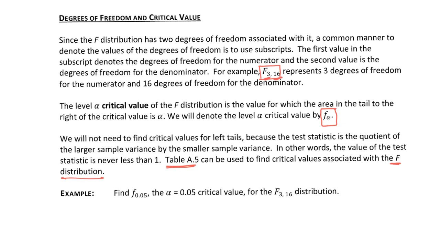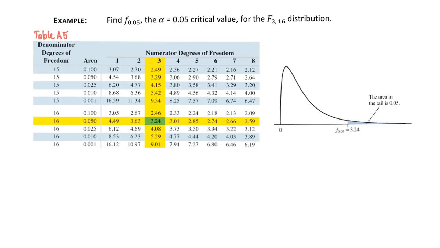Now let's see how to find the critical value. Alpha equals 0.05 for the F 3, 16 distribution. We will use table A5 to do this problem. From table A5 for the F distribution, find the column corresponding to 3 degrees of freedom for the numerator and the row corresponding to 16 degrees of freedom for the denominator. So 3 is for the column and this is for the row.